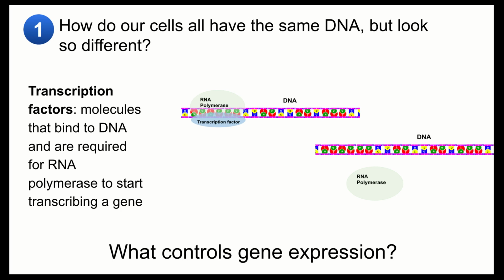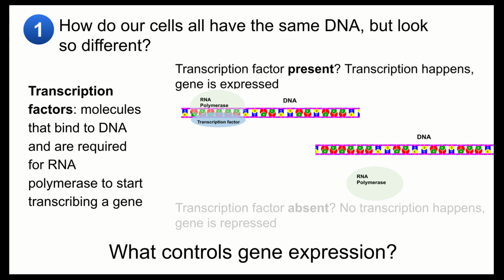You can see in the image that there's a blue transcription factor that's attached to the DNA as well. And if that transcription factor isn't there, RNA polymerase won't even attach and the gene will be repressed. If the transcription factor is there, RNA polymerase will be able to attach, it will be able to start transcribing, and the gene will be expressed. So on the top, our transcription factor is present, transcription will happen, and the gene is expressed. On the bottom, our transcription factor is absent, and so no transcription will happen, and the gene is repressed.